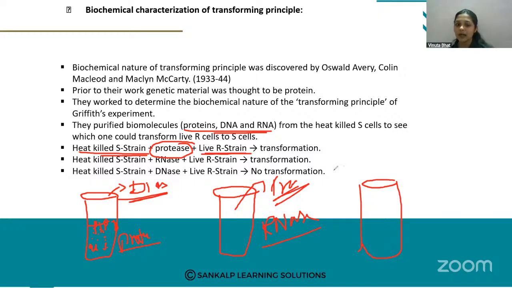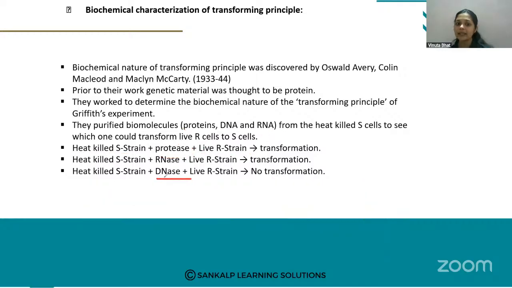Again, in the last step, they added DNase, the DNA digesting enzyme, and heat killed S strain and the living R strain. So there is no transformation of the genetic material, which means the mice do not develop any disease. They concluded that when DNA is digested, protein is present.